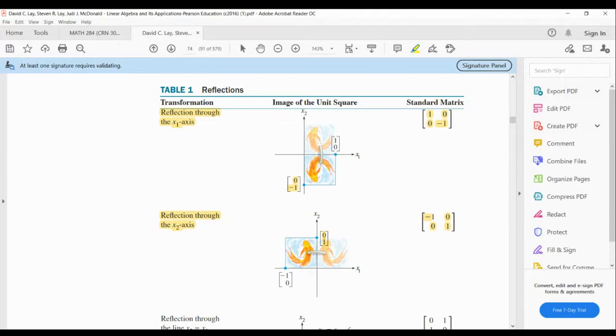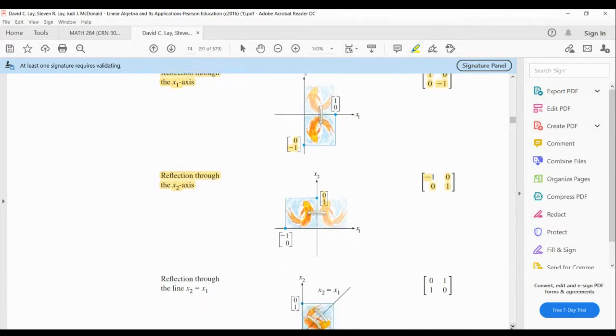Okay, so are there any questions? Please ask if you have questions. Why don't we look at one more transformation before moving on?